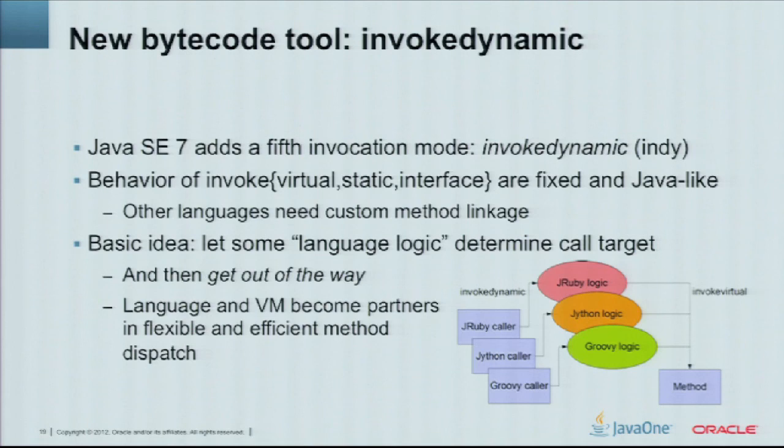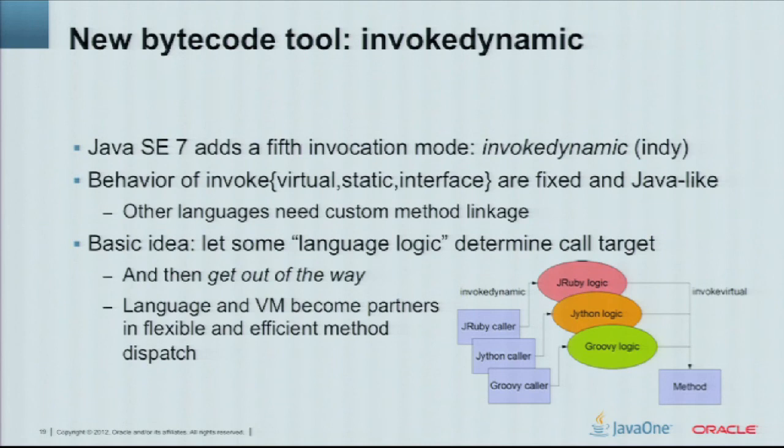A good way to think about the bootstrap method is that it's pluggable semantics. It's language-specific logic. The VM wants to consult the language logic to say, I have a call site, I don't know how to link it, help me. The language logic comes in and says, okay, the semantics for Ruby would be, you would do this, and tells the VM the answer, and then the language logic gets out of the way, because we don't want to vector through that logic every time we make a call, otherwise it'll be dog slow.